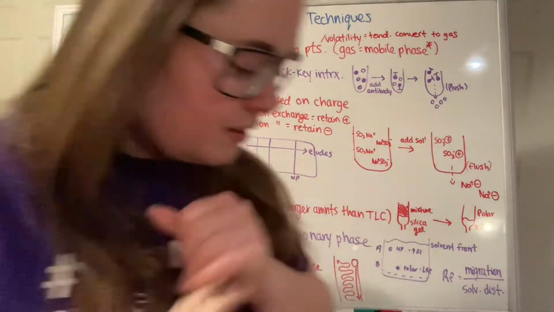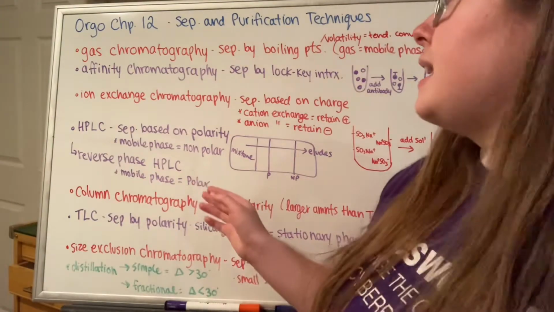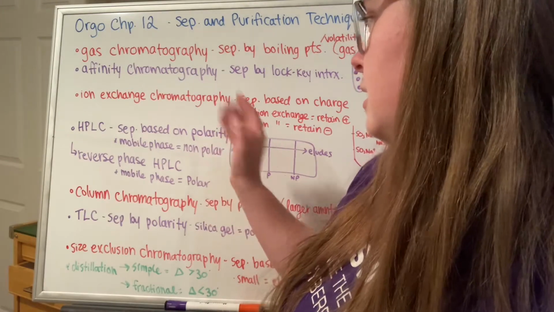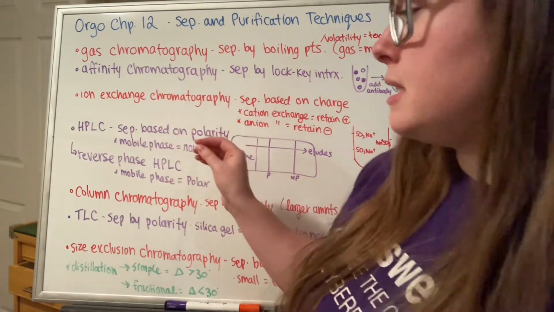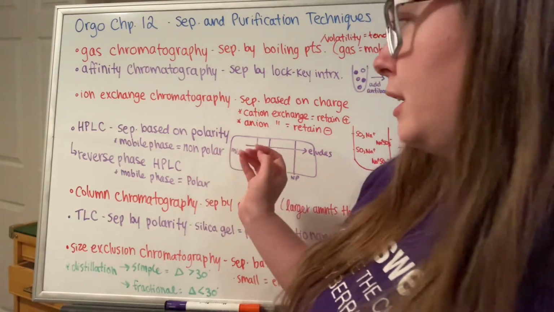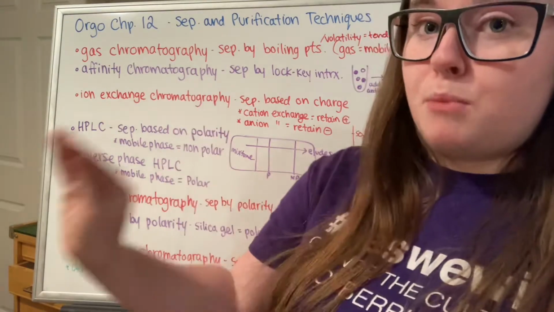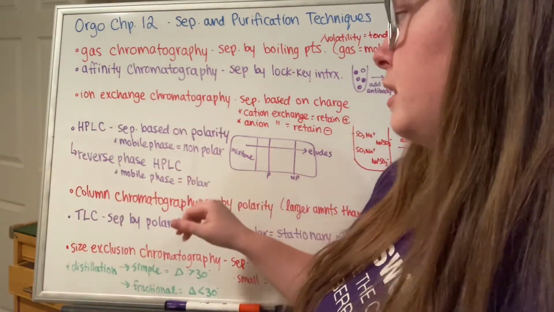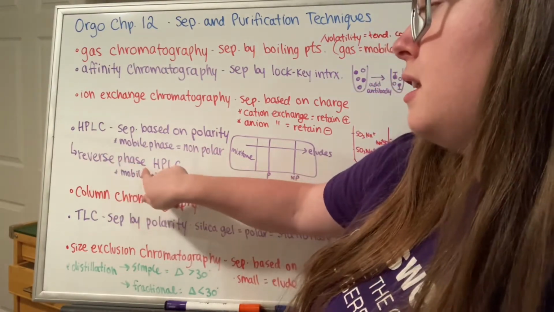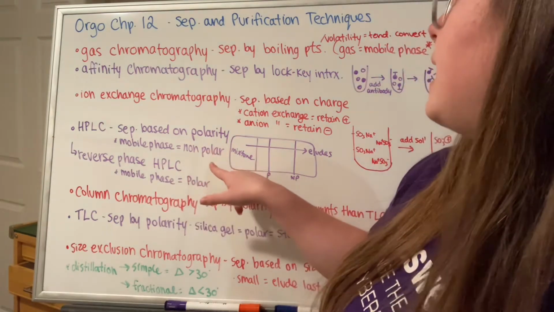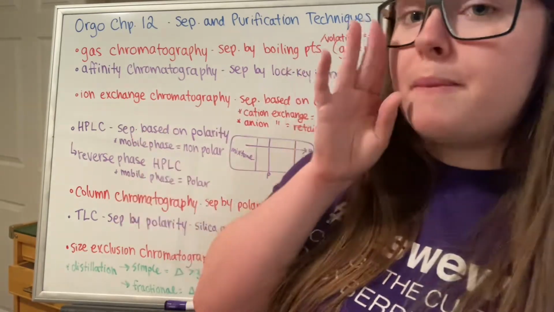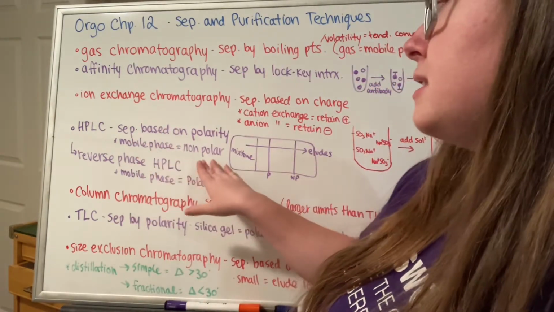Next we have our high performance layered chromatography. So this separates based on polarity. Our mobile phase, the phase that is moving, is going to be non-polar in this case. And most of them are, except for reverse phase HPLC. And there's another one as well that I think we get into in another video, but for the most part, your mobile phase is going to be non-polar.